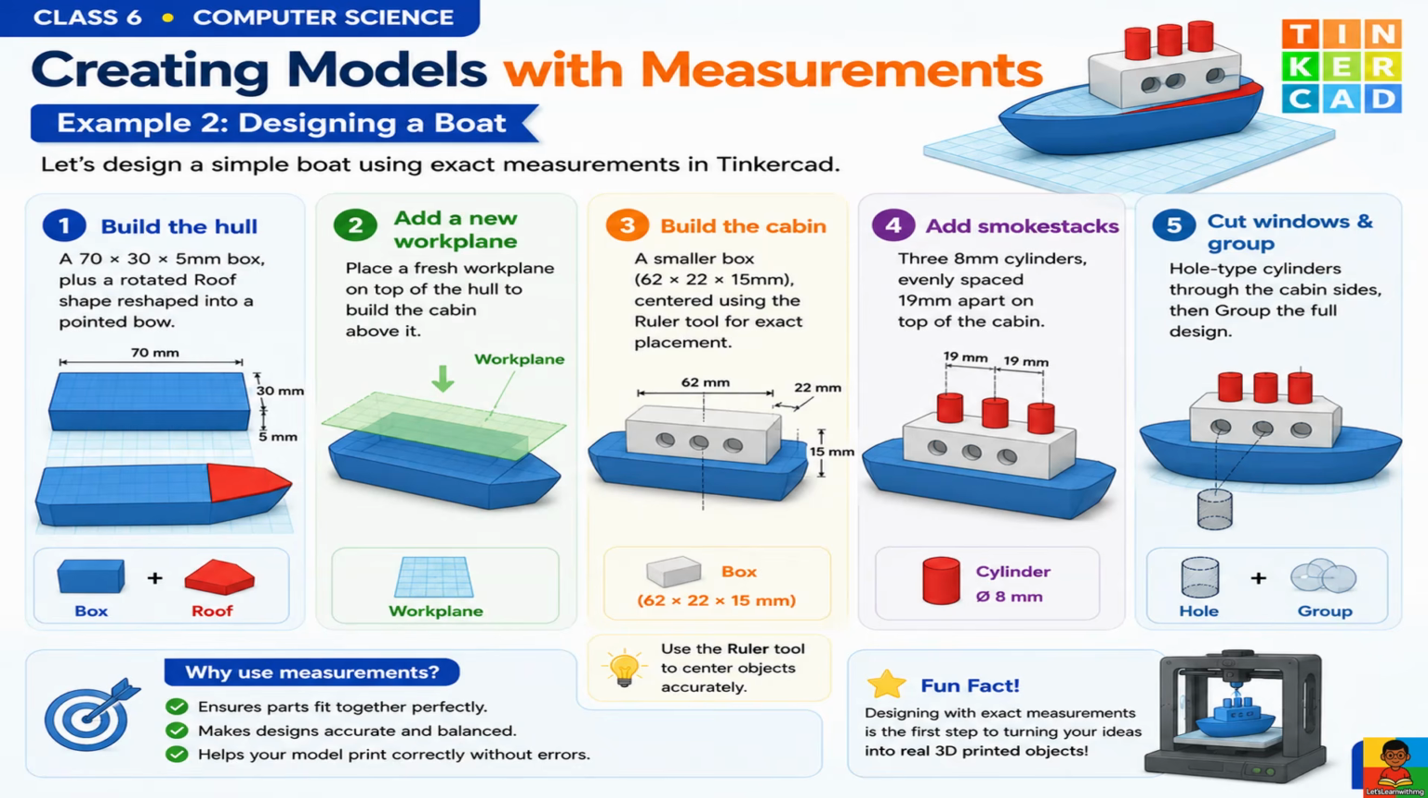Fourth, add smokestacks using 3 8 millimeter cylinders, evenly spaced 19 millimeters apart on top of the cabin. Finally, cut windows using hole-type cylinders through the cabin sides, then group the full design.